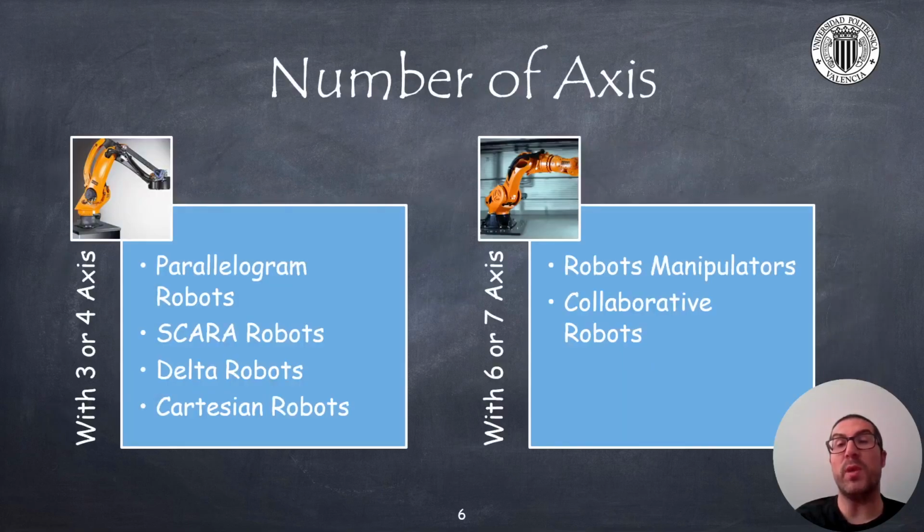The number of axes of a robot will mainly affect two other criteria such as the work area and also the price. However, I think it is important to differentiate between robots that have 3 or 4 axes, such as parallelogram robots, SCARA, Delta robots, or Cartesian robots. These are robots that in general have a smaller workspace than manipulator or collaborative robots, which generally have 6 or 7 axes. The number of axes will not only affect the work area, but also the dexterousness to perform the same task. So the robot will be able to perform the same task from multiple configurations with a higher number of axes. That will help us also to avoid joint limits.